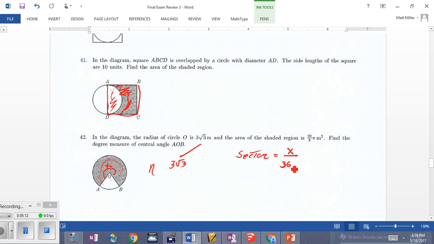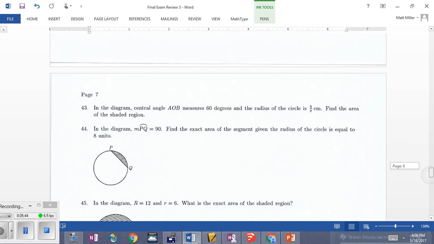Over 360 times pi r squared. And of course r is 3 root 3. And the sector area is known as 39 over 8 pi. So the thing that remains for us is to solve for the angle. Now the angle that you're going to find is this full sweep. The angle that they want is going to be 360 minus x. So you can execute that and find that one out.